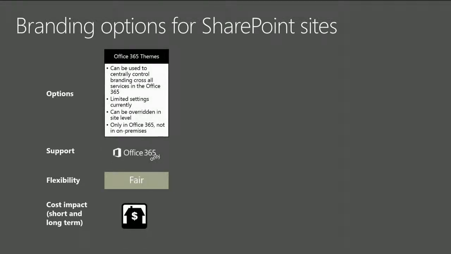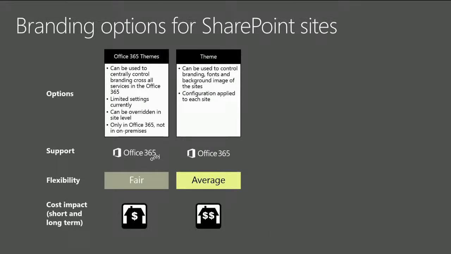We've gone through them pretty much today, so we can do Office 365 themes. The flexibility is fair because it's only the top bar all the way through on the top. And it's only in Office 365. But it's really cheap because all you need is a browser. You go there and click through the settings and you're good to go. The second option is then the SharePoint themes.